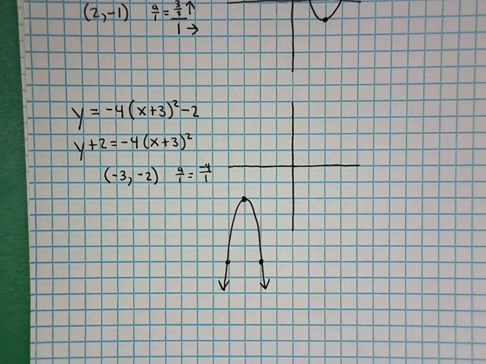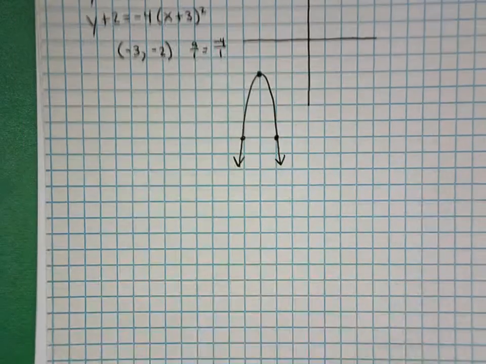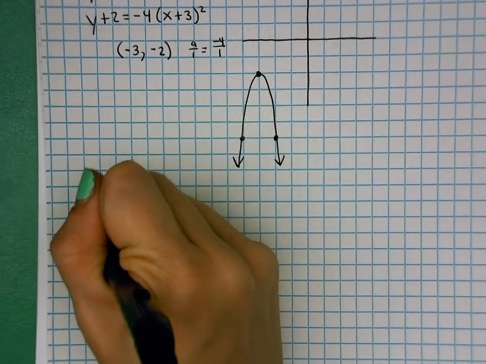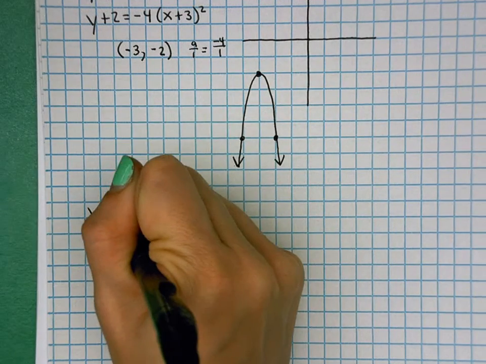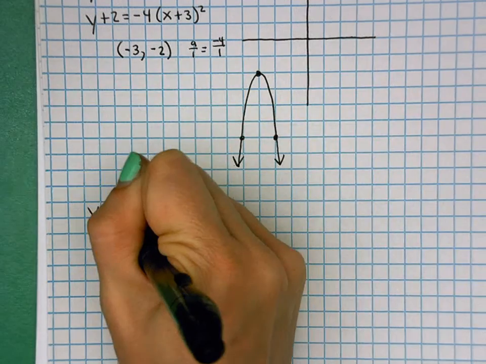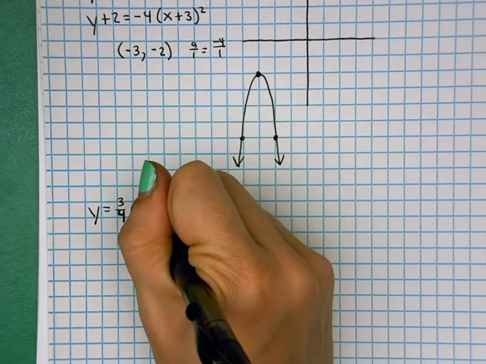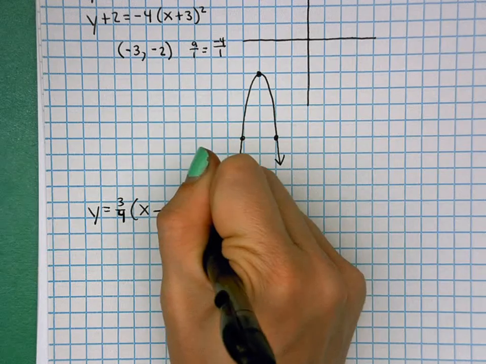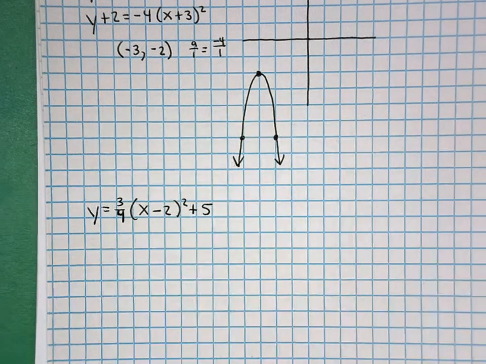Okay, last one for the quadratics. We have y equals 3/4 times the quantity of x minus 2 squared plus 5. Go ahead and pause the video, give this one a shot.